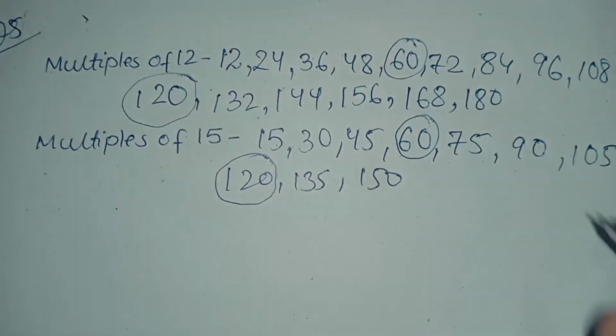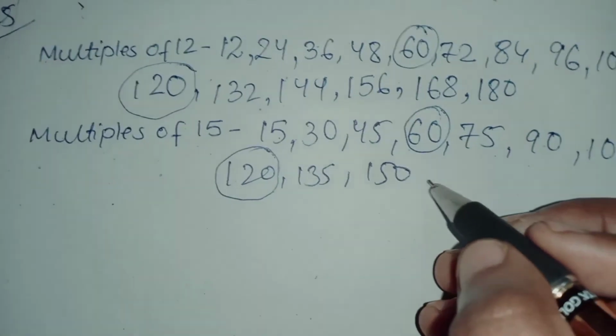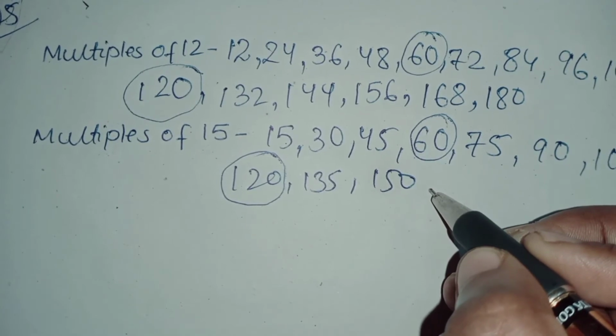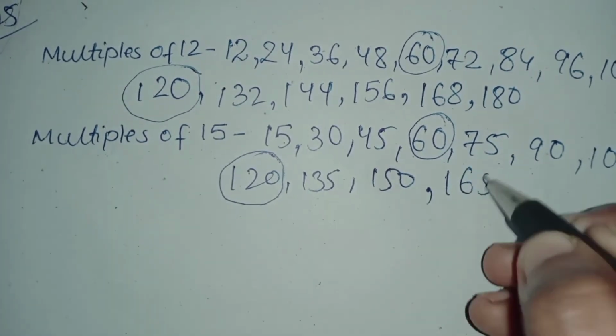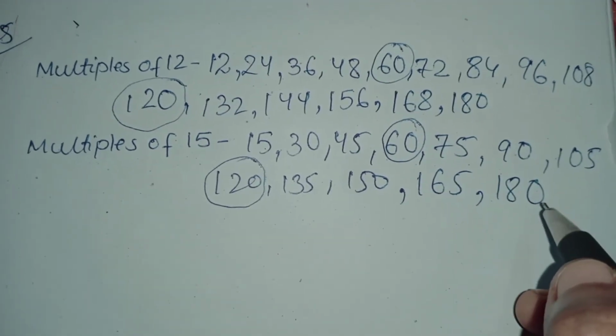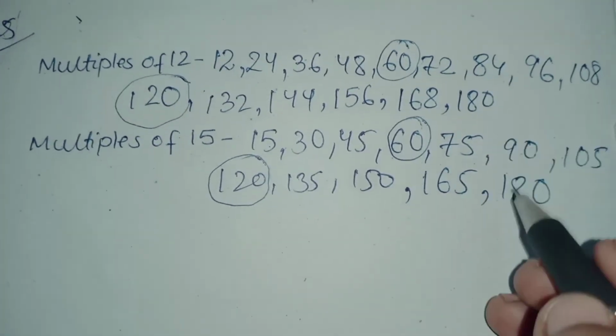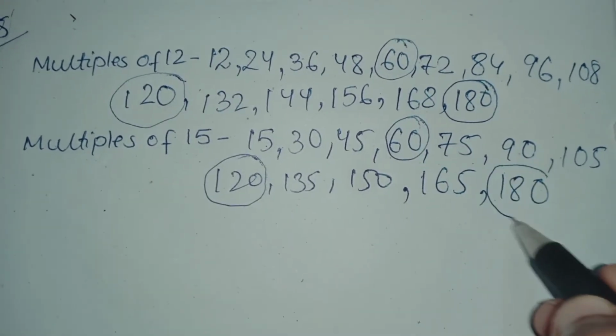Okay, so let us write here up to 15 again, and if it is not there, we will write more. We have written up to 150. So 15 elevens, how much? 165. 15 twelves, 180. See, I will stop here because I have seen one common multiple, 180. That is why I have stopped. I have not written till 15 because I got the common.